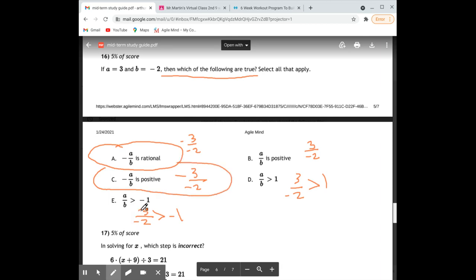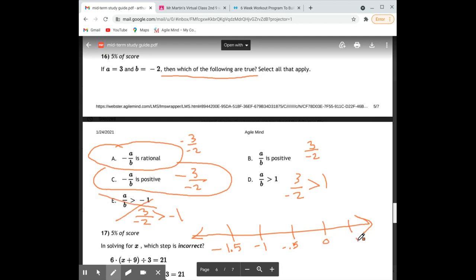All right, now looking at this one, this says that negative 3 halves is greater than negative 1. So that's like saying negative 1.5 is greater than negative 1. Is that right? No, it's not right.